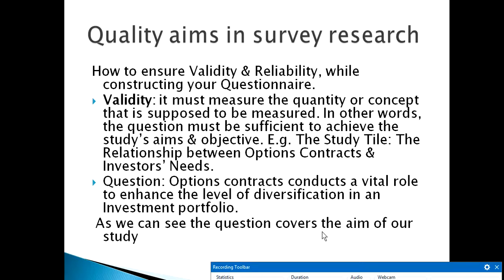How can we ensure validity and reliability while constructing our questionnaire? Validity: it must measure the quantity or concept that is supposed to be measured. In other words, the question must be sufficient to achieve the study aims and objectives. To ensure that, you have to review the available literature and make sure that previous research to some extent used the same question for the same purpose.